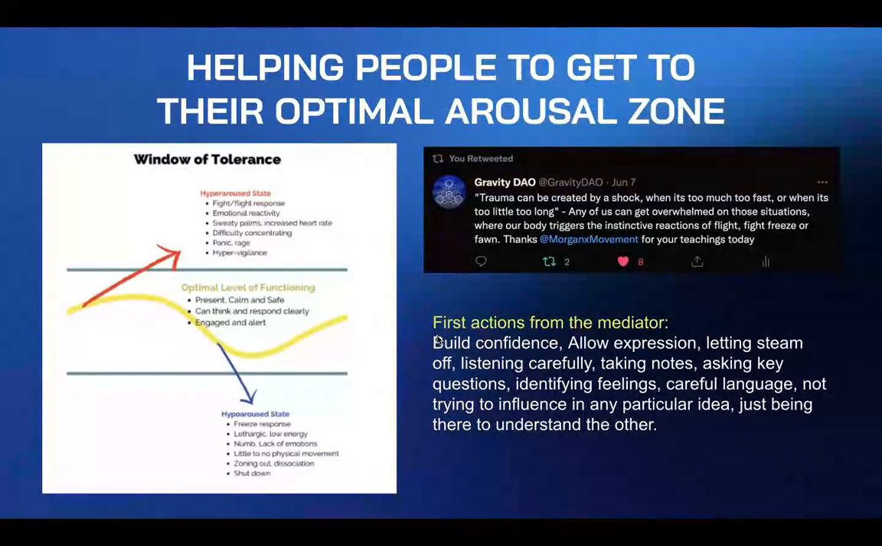So one of the first actions from a mediator is to build confidence, to allow expression, letting steam off. When someone is hyper-aroused, that's one of the first things. When we are hyper-aroused, we can say things that we really would regret in the future. So we are offering this safe space for people to let steam off and then calm them to come into this optimal level of functioning, where they can continue talking about the conflict, but in a more meaningful way.